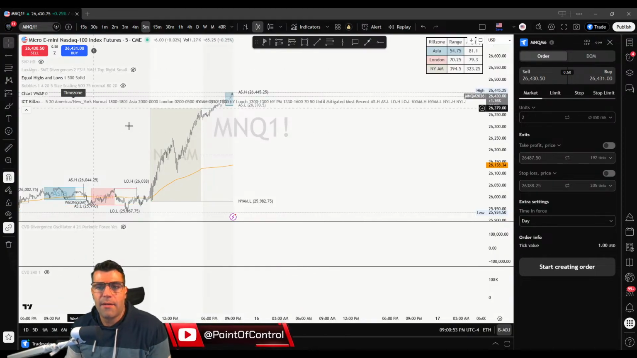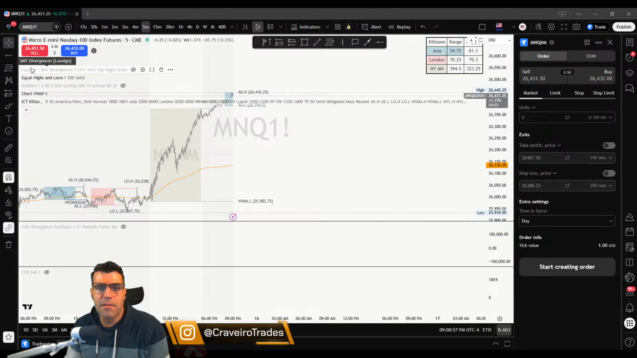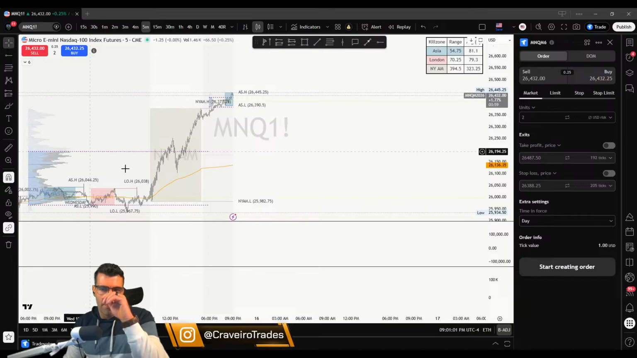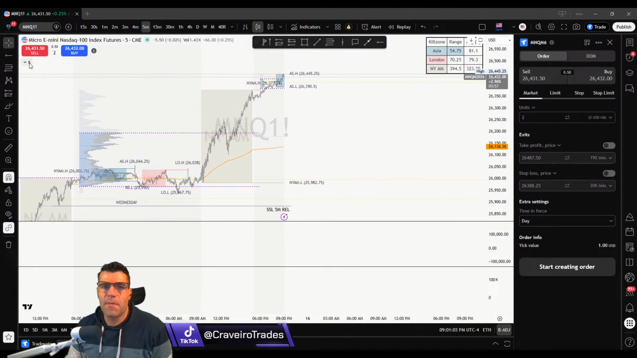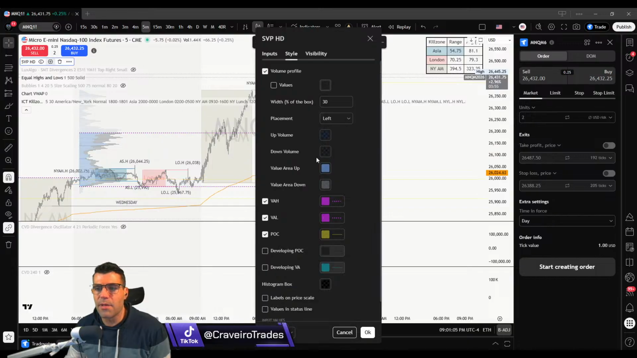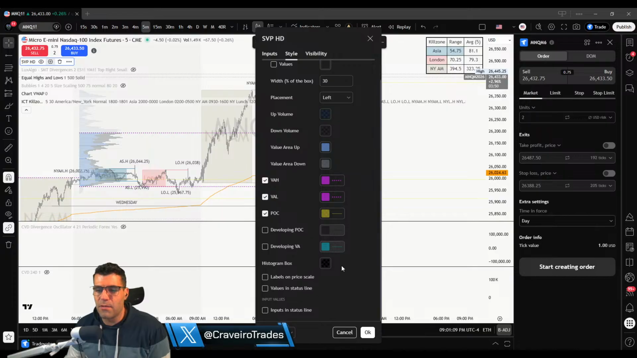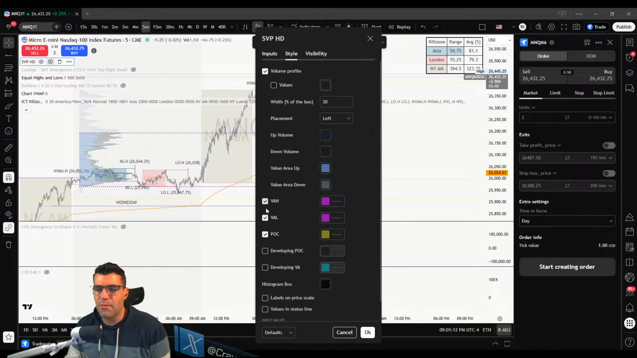Moving on. All right. So these are the indicators that I like to use. Okay. So session volume profile HD. I will even pull up my settings real quick on this. If you want, you can always go back in the video and adjust them and make them similar. Value area high, value area low, point of control. I don't worry about these. These are just in your way.